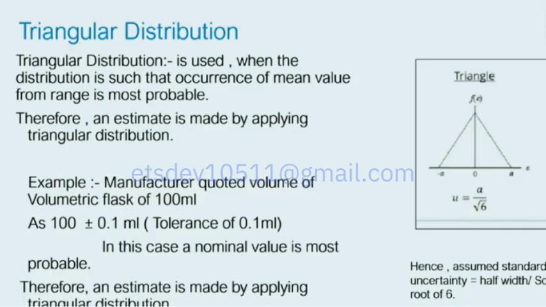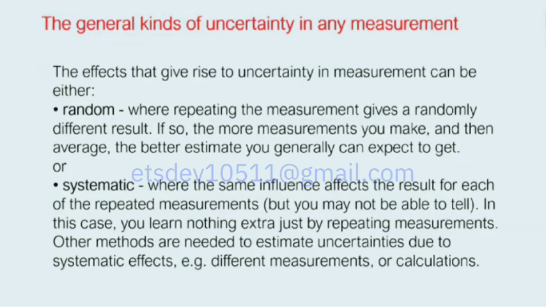For a normal distribution, we take the standard deviation divided by root n. For the rectangular, you take the value given divided by root 3, and for triangular, it is the value given divided by root 6. So those of you who are doing uncertainty, you need to remember these. In uncertainty measurements, what are these uncertainties, is it random or systematic, and whether we use triangular or other distributions.